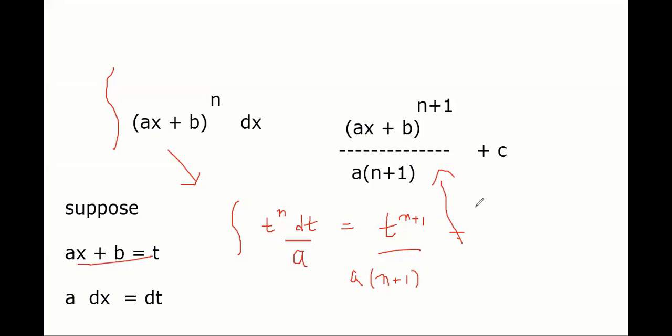e to the power x or e to the power ax + b, log x or log of ax + b, 1 by x + b. Everywhere we are going to use it. We know the integration of x to the power n is x to the power n + 1 by n + 1. Similarly, with a, it becomes (ax + b) to the power n + 1 by (n + 1) into a. Similarly, if I change this to e to the power x, everywhere I change x with ax + b.